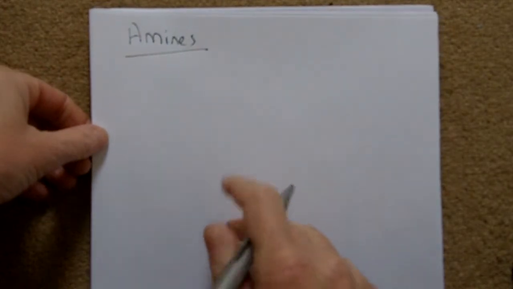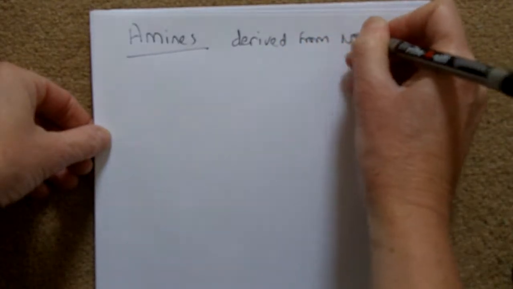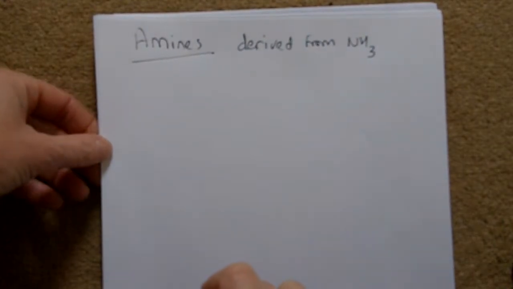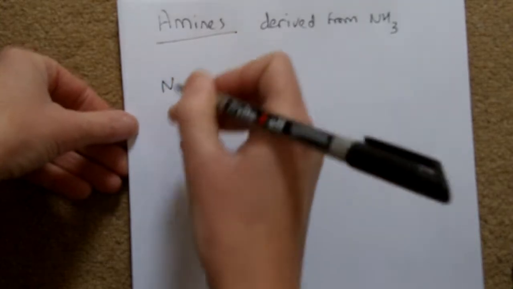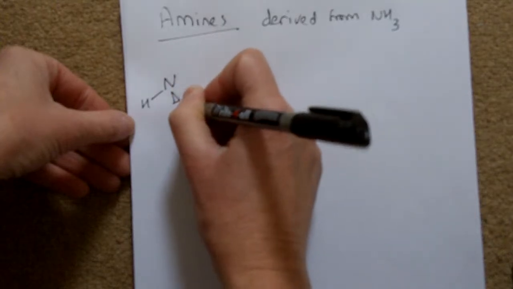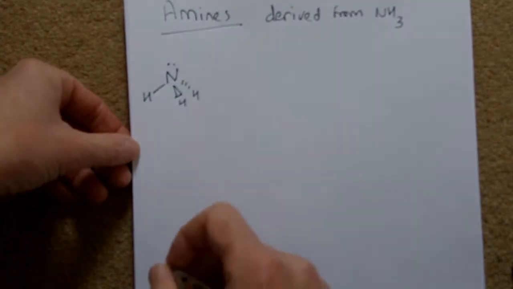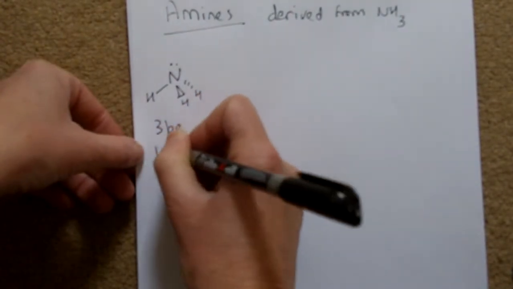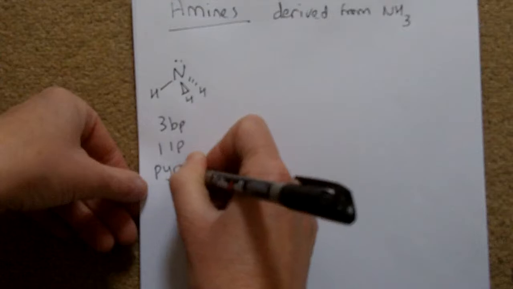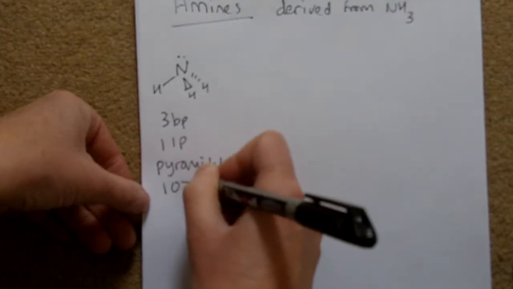Okay, amines. Now, amines are derived from ammonia. So you're not to get too confused when you think about amines, you just need to think about ammonia. So let's start. Let's do a bit of revision first. We take ammonia, what shape, what bond angle does ammonia have? Okay, so ammonia has 3 bond pairs, 1 lone pair, so it has a pyramidal shape, and it has a bond angle of 107 degrees.